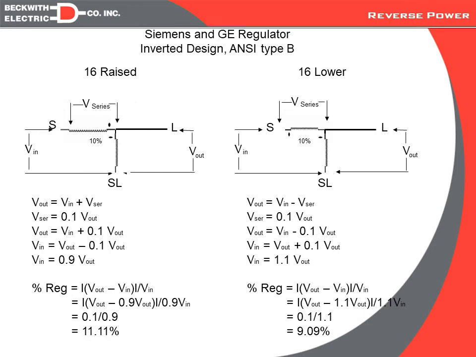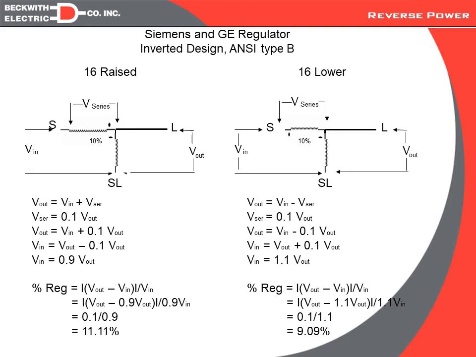And with GE and Siemens, they still use the 10%. So what that ends up doing is actually giving you more regulation on the raise side and less regulation per tap on the lower side. So you can see on the raise side we're doing 11%, and on the lower we're doing 9%. So with that in mind, if we're doing our calculations, on the raise side we're going to get slightly more than 3/4 of a volt per tap. On the lower side, slightly less than 3/4 of a volt per tap.